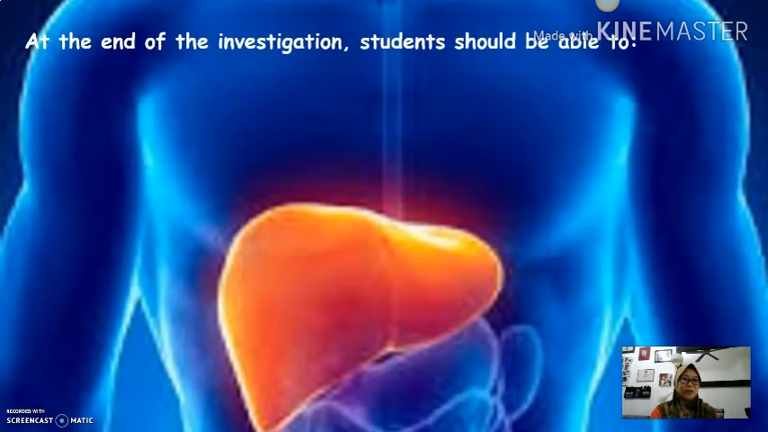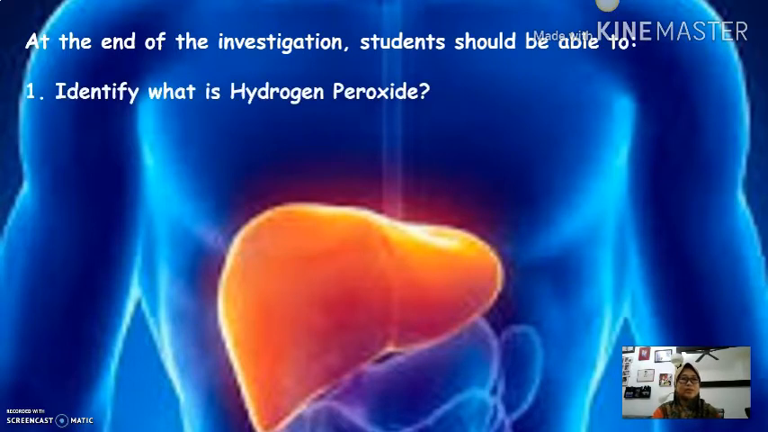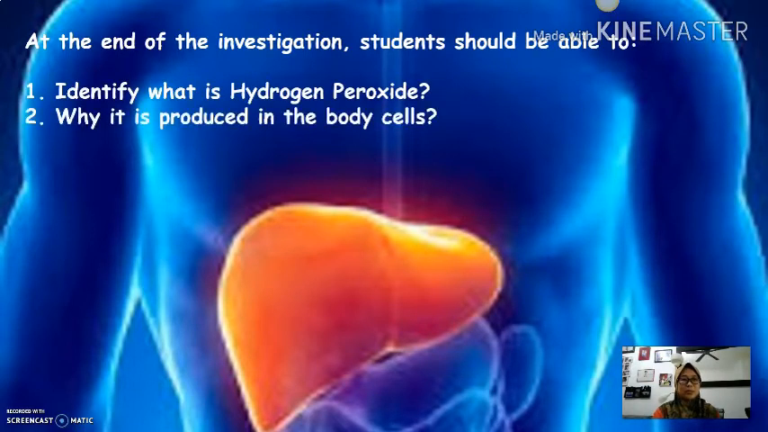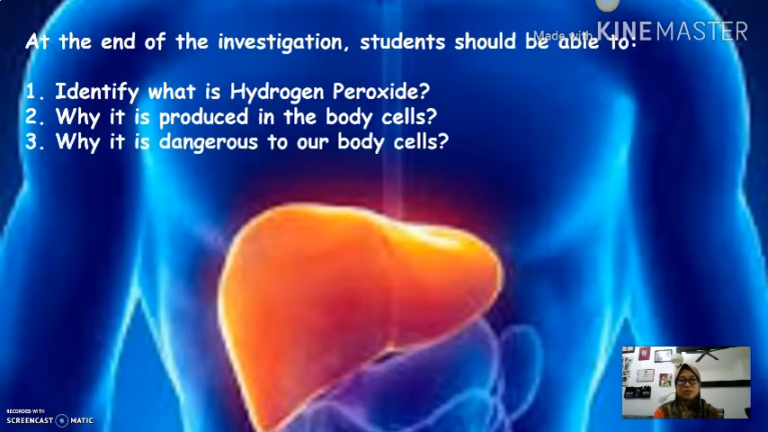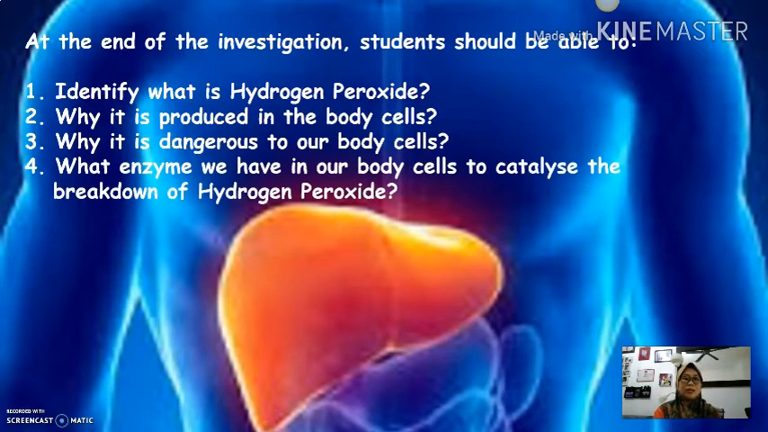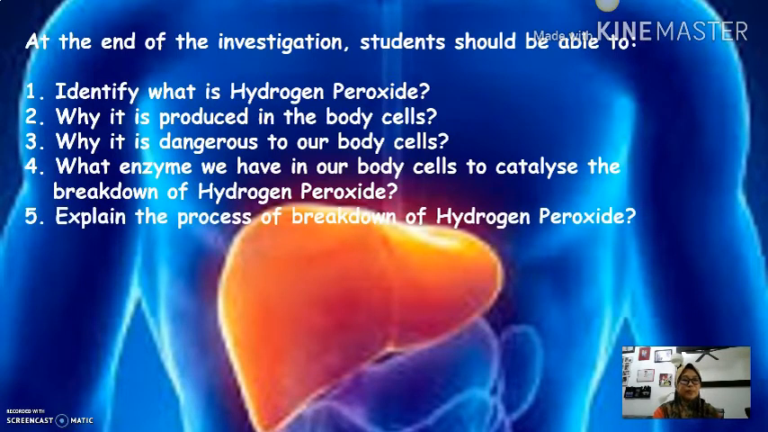At the end of the investigation, students should be able to identify what hydrogen peroxide is and why it is produced in the body cells, why it is dangerous to our body cells, what enzyme we have in our body cells to catalyze the breakdown of hydrogen peroxide, explain the process of breakdown of hydrogen peroxide, and prove it.